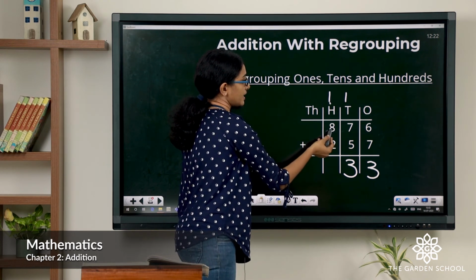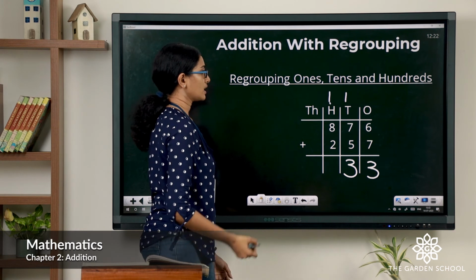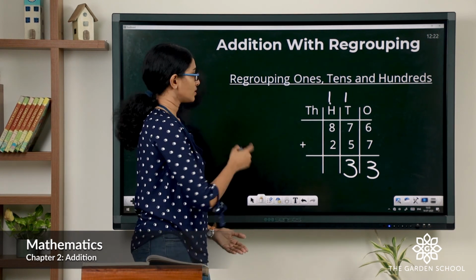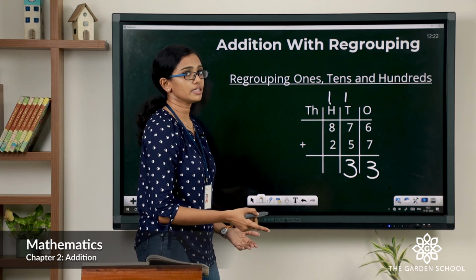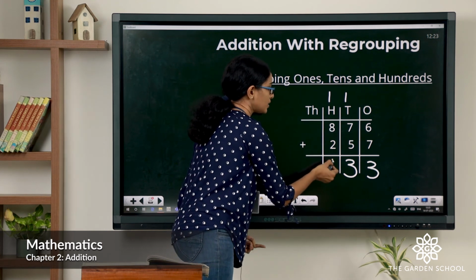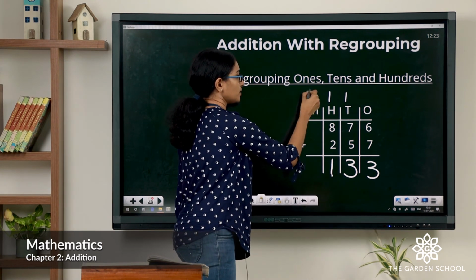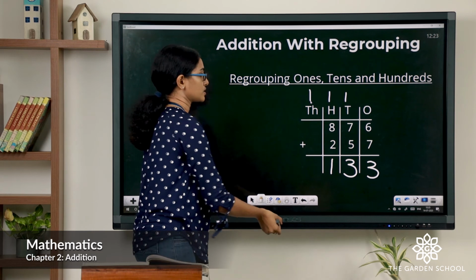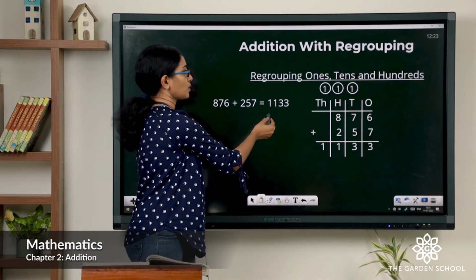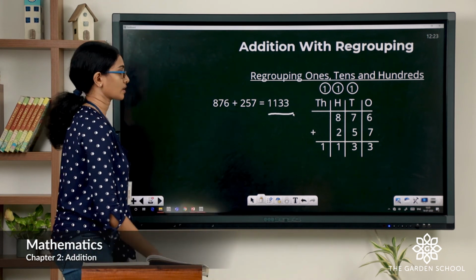So here it is 800s plus 200s plus 100, that is 1100s. So like we said earlier, 1100 is 1000 and 100. So that 100 we write here and carry over the 1000 to the thousands place. So that gives you the sum 1133.